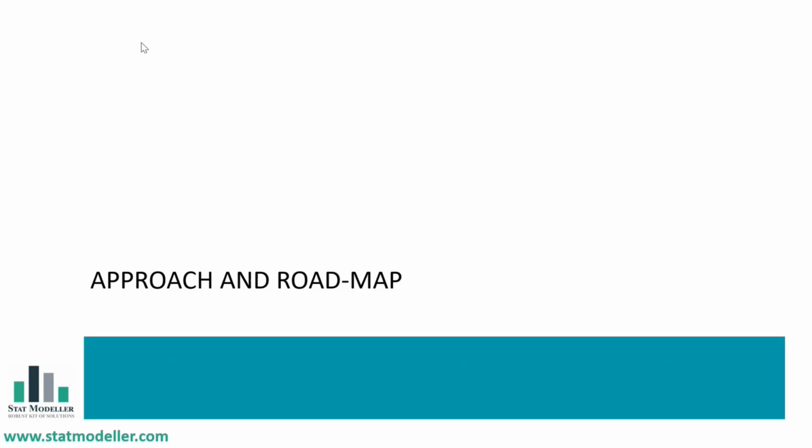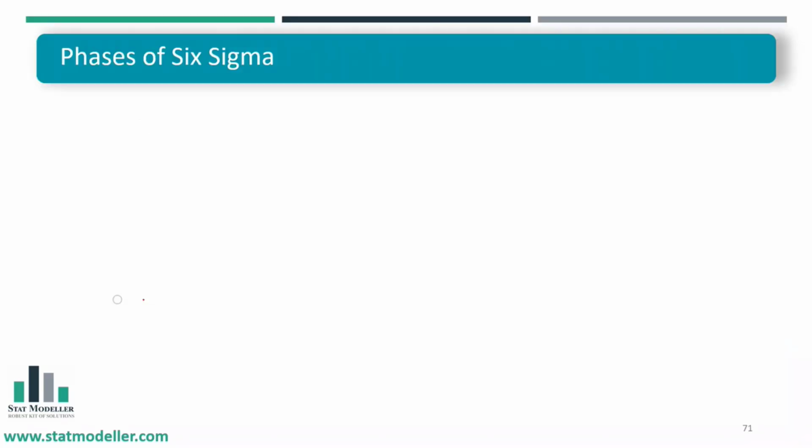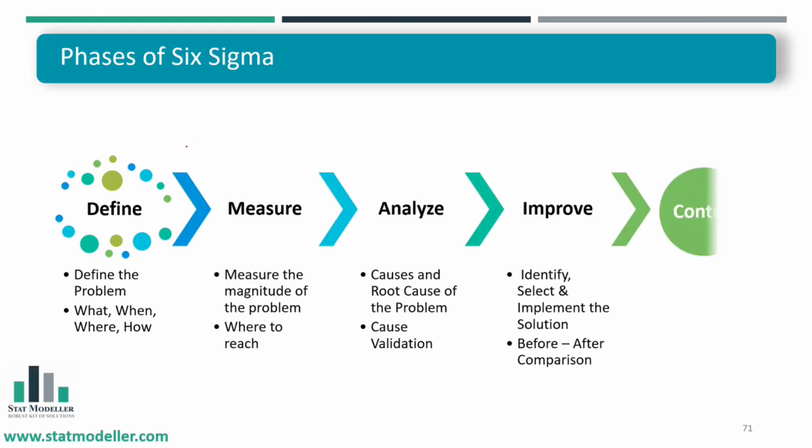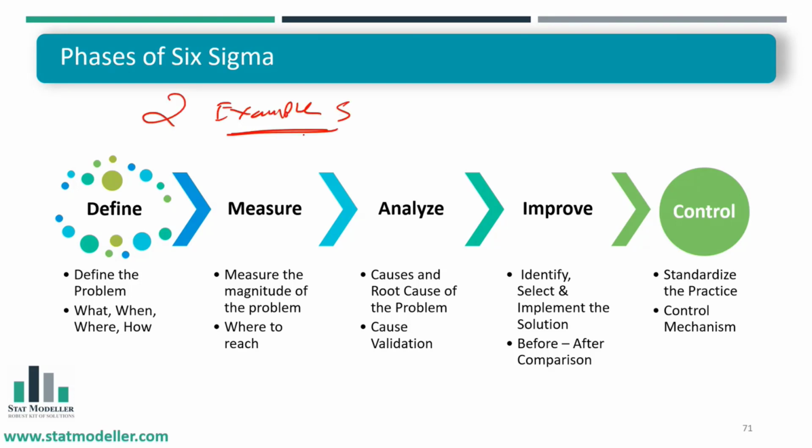So now we want to understand what is the approach and the roadmap that Six Sigma follows. Six Sigma has the approach of DMAIC, as we all know: define, measure, analyze, improve, and control. These are the 5 steps that we are performing. Now let me give you 2 examples. One is from our personal life, another one is from the industry, of how this define, measure, analyze, improve, and control will work.